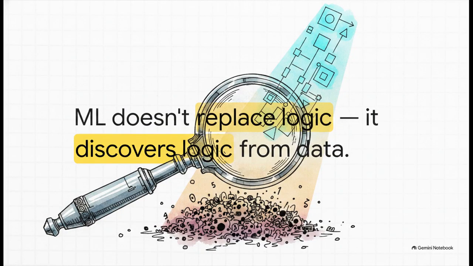So the absolutely crucial takeaway for this subsystem is that machine learning doesn't replace logic. Actually, let me rephrase that. It actively discovers the logic from your data. The data itself is essentially writing the rules.